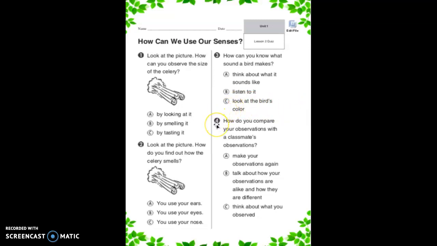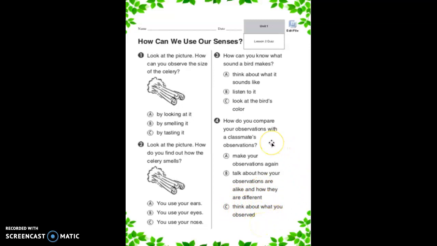And our final question, how do you compare your observations with a classmate's observations? How do you guys compare together? Do you A, make your observation again? B, do you talk about how your observations are alike and how they're different? Or C, do you just think about what you observed?